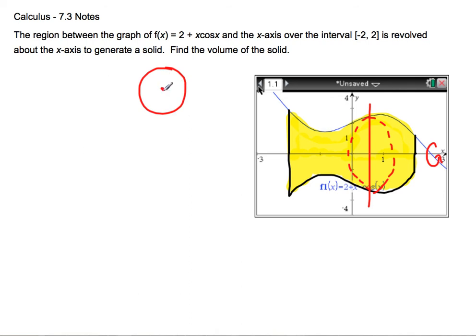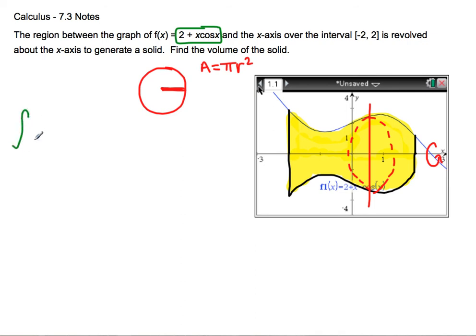Now, the question is how to use it. Well, the area of the circle is pi r squared. So what's the radius for the circle? How far from the center to a point on the circle? Well, it changes all the time, but it follows this pattern right here. No matter where I'm at from -2 to 2, the furthest I am from the circle is 2 plus x cosine x.